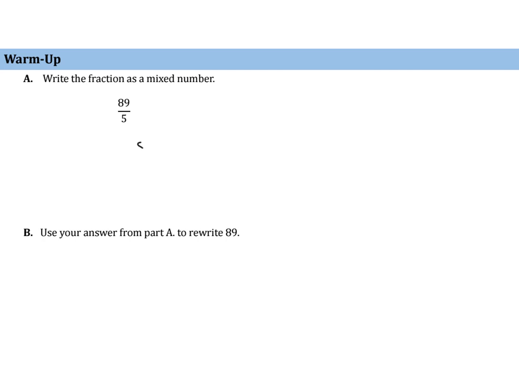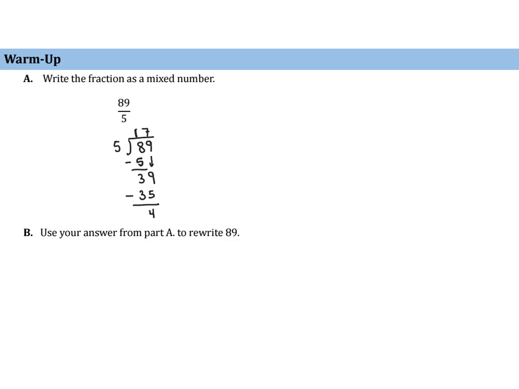So 89 divided by 5. Well, 5 goes into 8 once. And so that would be 1 times 5 is 5. Subtract. And then bring down the 9. And 5 goes into 39 7 times. And we get 35. We subtract and we get 4.